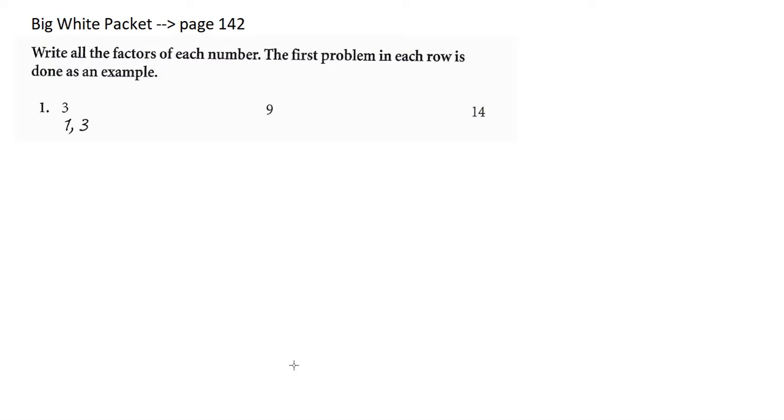Alright, Algebra 1 folks. Right now I'm looking in your big white packet, page 142. That page is labeled up at the top as factoring, and the section below it is called factors. They give you a definition there of factor. They say a factor of a number is a whole number that divides evenly into that number. So we're looking for division, to divide without getting a decimal or a fraction or a remainder of any sort.